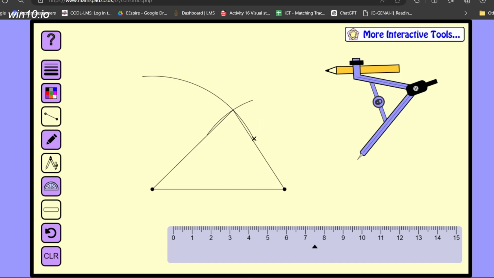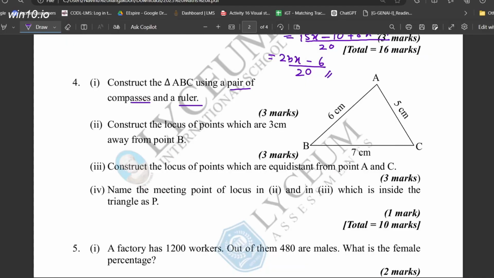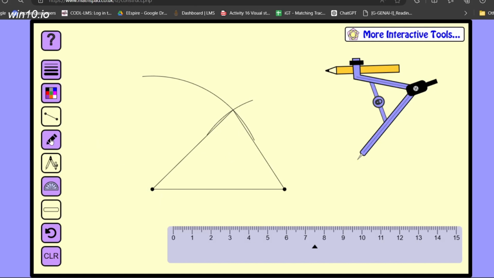Now this is A. This is B, C. A, B and C. You can write it. This is A, B and C. And this is 6 centimeters. This is 5 centimeters. This is 7 centimeters. Okay.